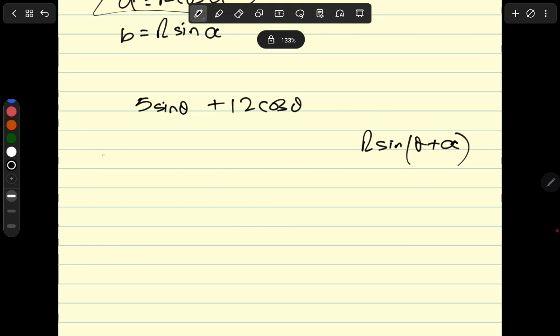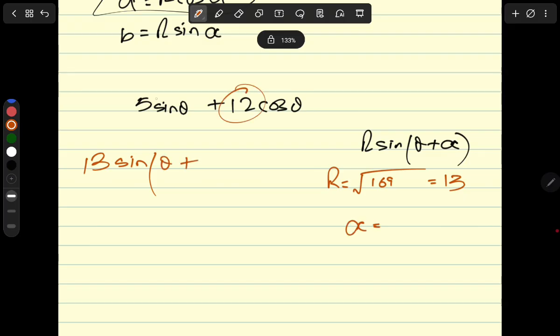Now r is nothing but the square root of 5 squared plus 12 squared, which is 169, which is 13. So I will write it down: 13 sine theta plus alpha. Now alpha is going to become the ratio of 12 and 5.